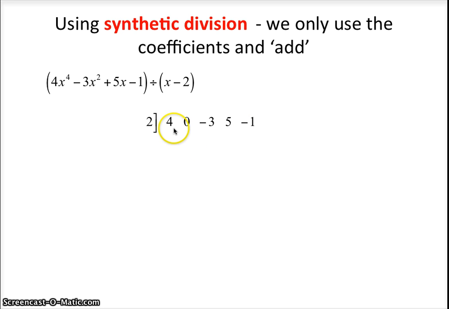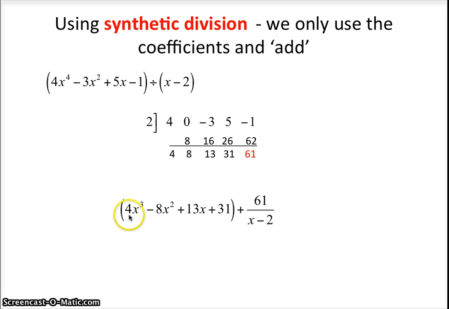For synthetic division, we carry down our first place value and then we start multiplication. So 2 times 4 is 8 and we add straight down. 8 times 2 is 16 and we add straight down. 2 times 13 is 26 and we add straight down. 2 times 31 is 62 and we add straight down to get our remainder. So you can see we got the exact same polynomial at the end. 4x cubed plus 8x squared plus 13x plus 31 with a remainder of 61 over our divisor x minus 2.